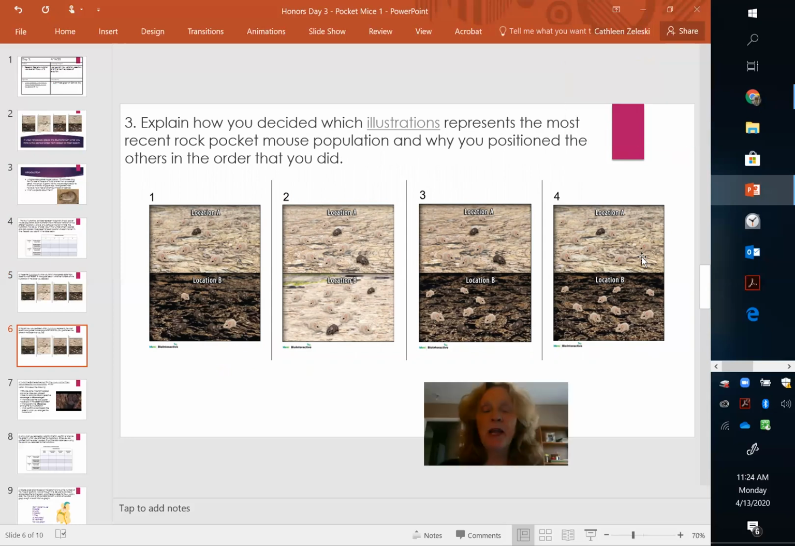It's asking you to explain how you decided which illustration represents the most recent rocket pocket mouse population and why you positioned the others in the way you did, okay? So when you look at the questions, that's one of the things it's asking you. Why did you do what you did? What was the reasoning behind it? You had some sort of an idea, okay?